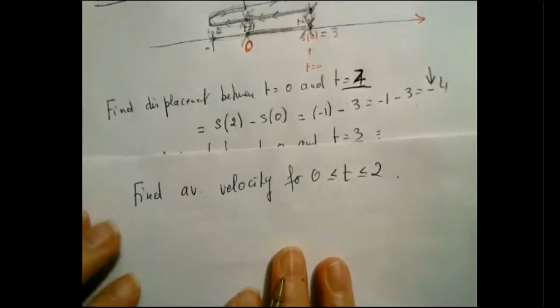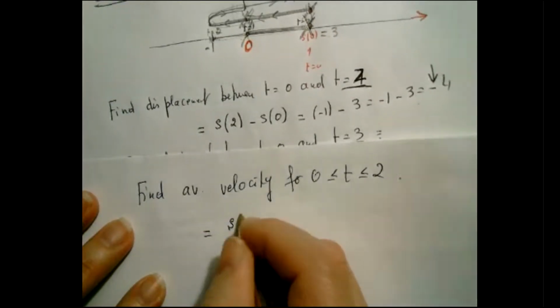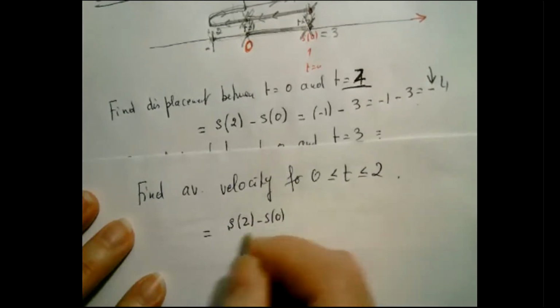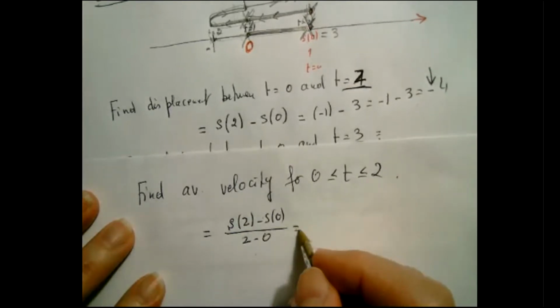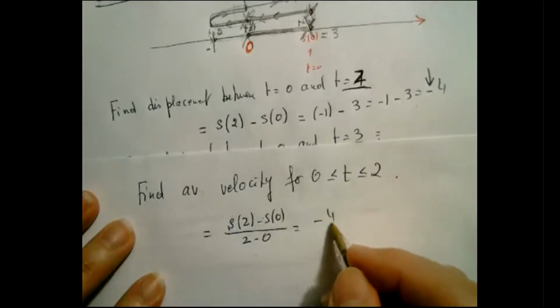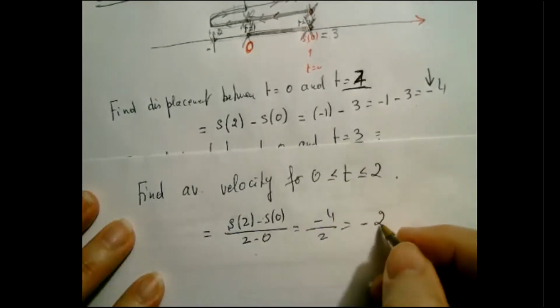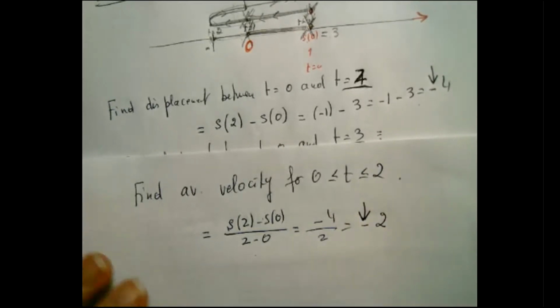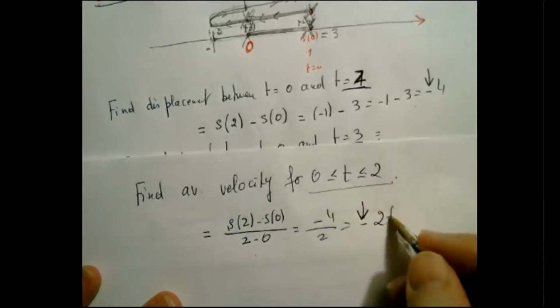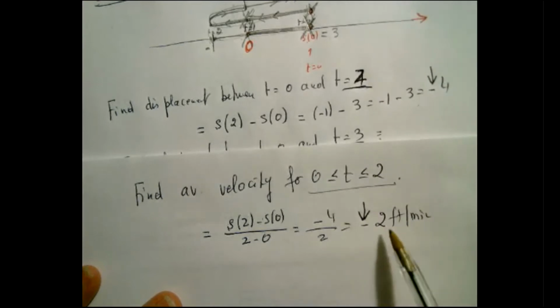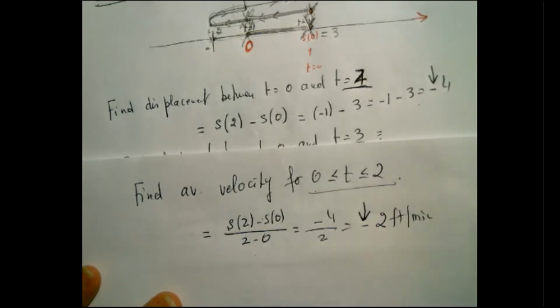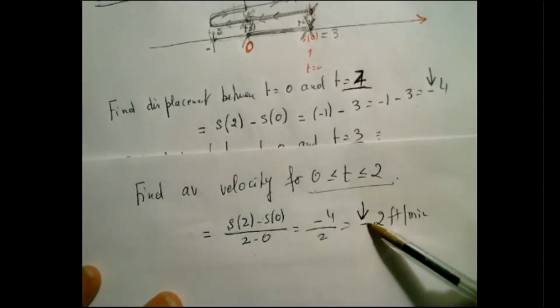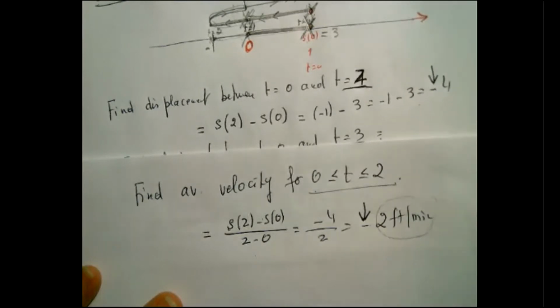Okay, what's the average velocity? The average velocity is nothing more than the displacement divided by time. Displacement over time. So the displacement is S of 2, which is going to give me -4/2, which is -2. The minus is important. You don't really let it go. The minus tells me that my object between t equal to 0 and 2 averaged 2 feet per second, but going to the left. So this tells me it's going to the left, and it averaged 2 feet per minute.